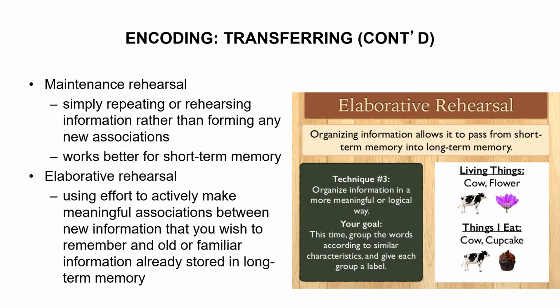You see over here on the right, you can just see a couple ways to remember. Let's say you have to remember a cow. Well, we might be thinking about it as a living thing, so you might associate it with some other living thing. Or you might associate it with food, so you associate it with something else that you eat. There are different ways to do this elaborative rehearsal.